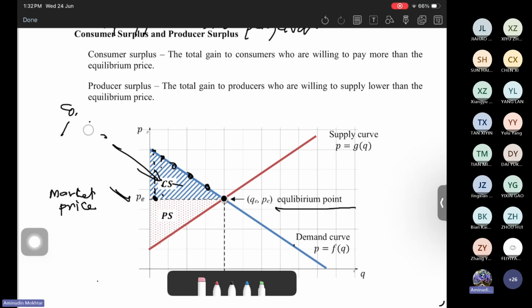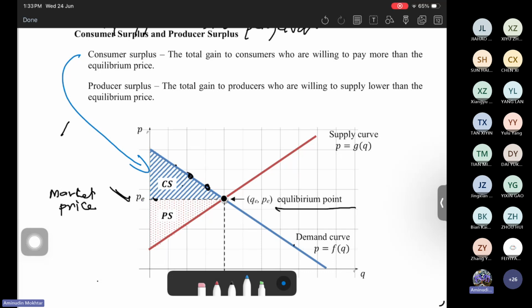Consumer surplus. Okay, there is a consumer surplus, or CS. Okay, this one, consumer surplus. Meanwhile, for producer surplus, it can be referred to as the total gain to the producers who are willing to supply at a price lower than the equilibrium price.